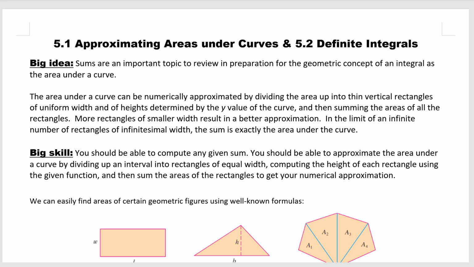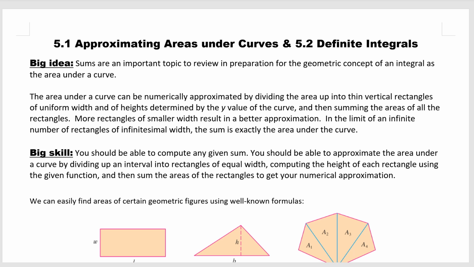Big idea. Sums are an important topic to review in preparation for the geometric concept of an integral as the area under a curve. The area under a curve can be numerically approximated by dividing the area up into thin vertical rectangles of uniform width and of height determined by the y value of the curve, and then summing the areas of all the rectangles. More rectangles of smaller width results in a better approximation. In the limit of an infinite number of rectangles of infinitesimal width, the sum is exactly the area under the curve.